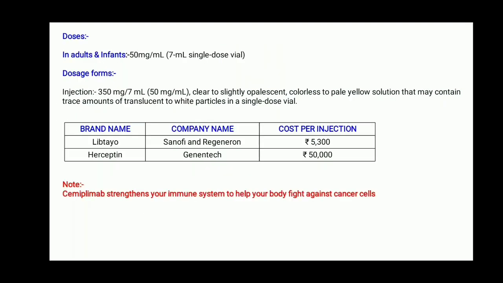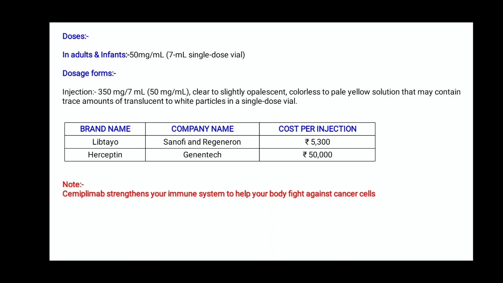Doses. In adults and infants, 50 mg per ml, that is 7 ml single dose through vial. Dosage forms. Injection 350 mg per 7 ml, clear to slightly opalescent, colorless to pale yellow solution that may contain trace amounts of translucent to white particles in a single dose vial.